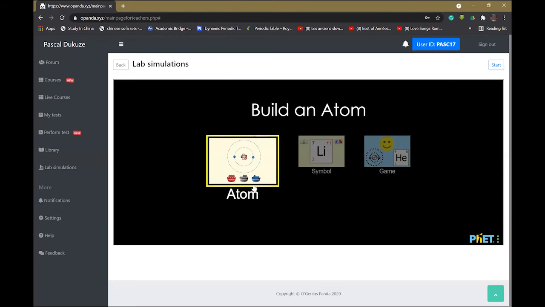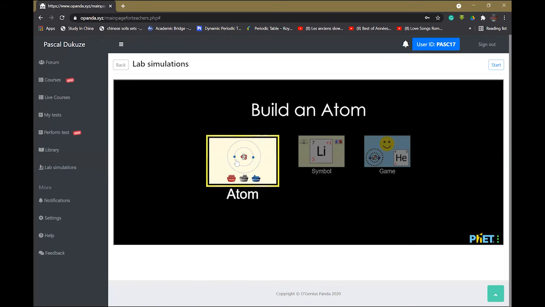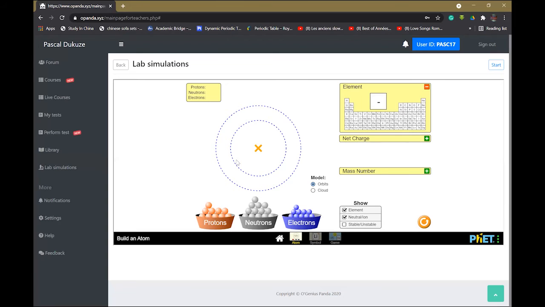Here we have our simulation. The simulation is called Build an Atom. I remind you, it is found on opanda.xyz, the lab simulations. And we can start with the atom. Remember, an atom has protons, neutrons, and electrons. Protons and neutrons are in the nucleus, and electrons are on electronic shells. Here we have the nucleus, and these are electronic shells. Here we have protons, neutrons, and electrons.